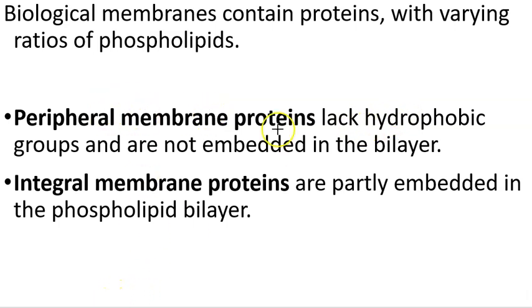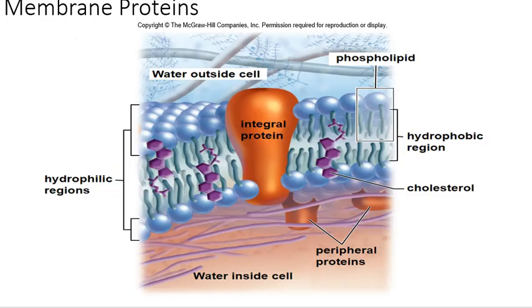They anchor themselves on the outside. They're not embedded in the bilayer. Integral proteins are partly embedded in the phospholipid bilayer. And you've got to be thinking, proteins have a shape, right? Primary, secondary, tertiary, quaternary. And these shapes determine if it has hydrophobic regions.